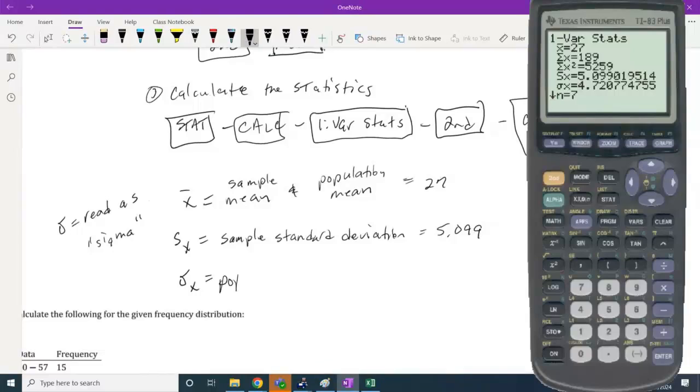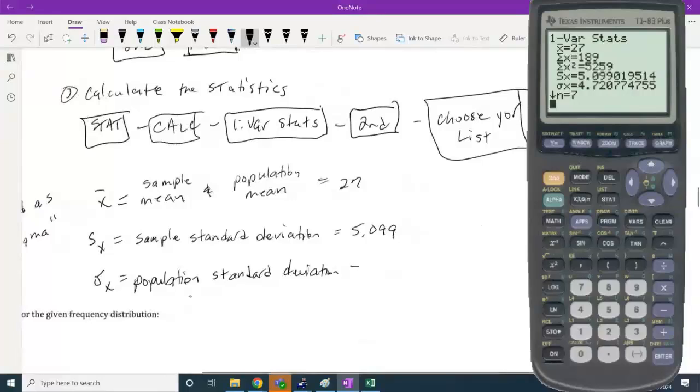And that is the population. Like in the last class, we talked about parameters and statistics. A parameter describes a population. A statistic describes a sample. So this S of X is a sample standard deviation. This sigma sub X is a population standard deviation, and that's 4.72.